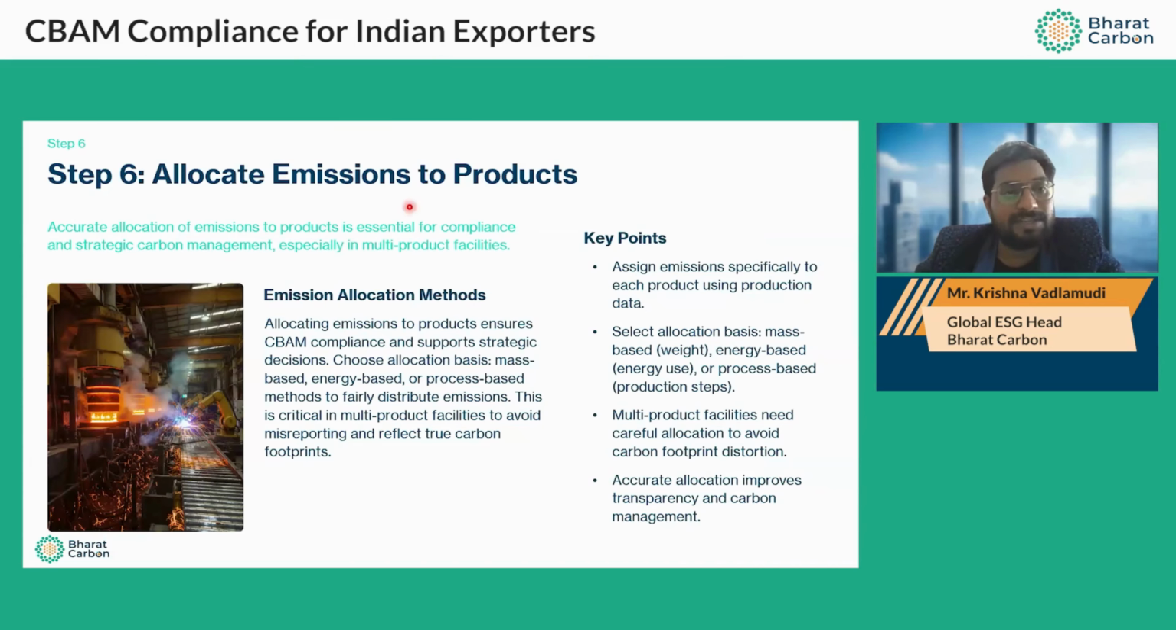Once you have done all the calculations, you need to allocate to the specific product. So assign, let's say if the company produces aluminum, steel and fertilizer, you need to use all the calculated data and assign it to the specific product. That is where we can use different methods: mass based, energy based, or production based steps. With multiple facilities, we need to be careful when calculating these emissions, and these need to be correctly mapped.